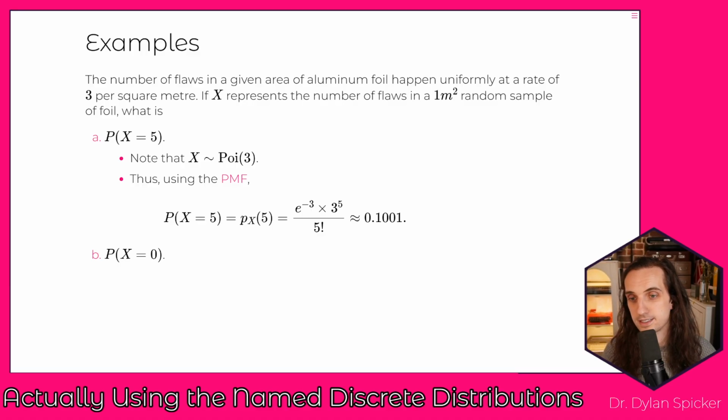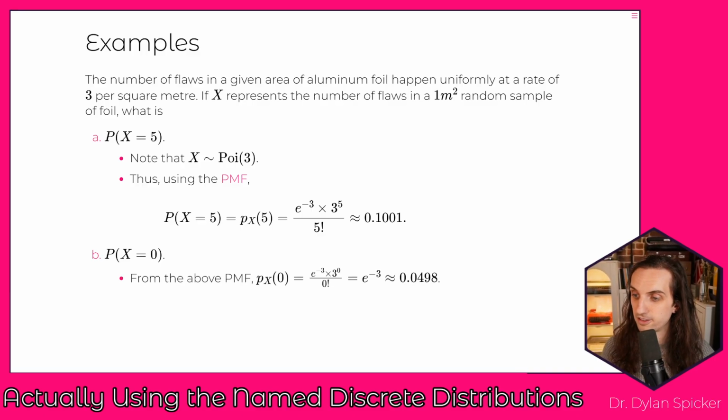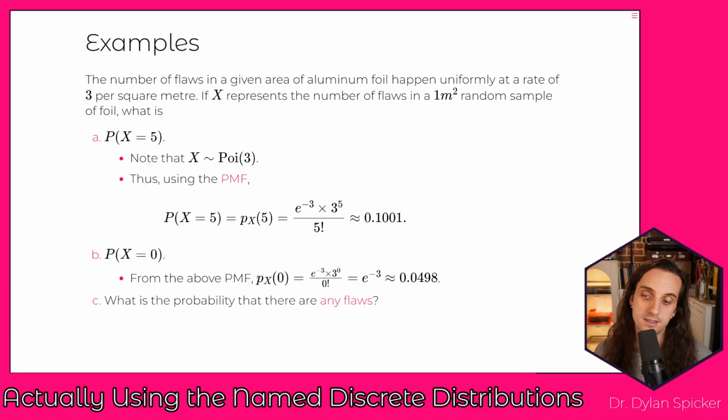So what's the probability that X is 0? Well, we already know the PMF, so we take 0 and plug that into the PMF. It's going to be e to the negative 3 times 3 to the 0 divided by 0 factorial, and so that's just e to the negative 3. So that's about 0.0498, so 4.98%. Now, what is the probability that there are any flaws? Again, here we can think about the fact that even though we have this as a Poisson random variable, all of our rules from probability still apply.